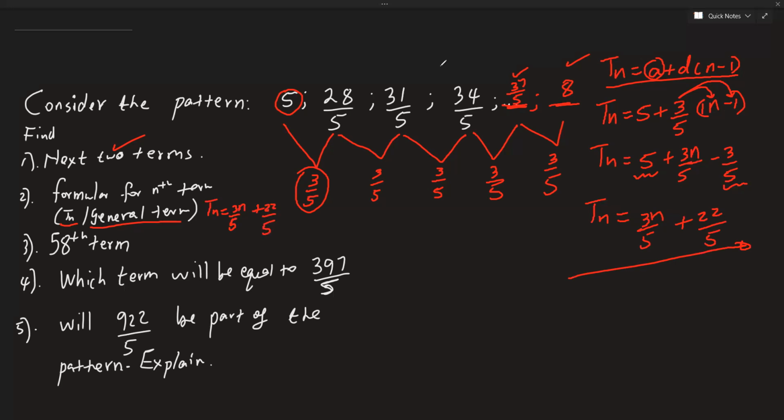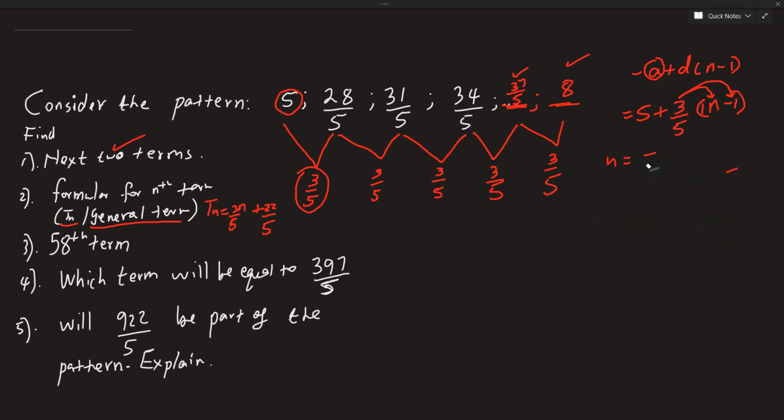Okay, let's create more space. Now we can go to the next question. In the next question, they want us to find the 58th term. Let's discuss this again: the Tn is the value, and n is the position.